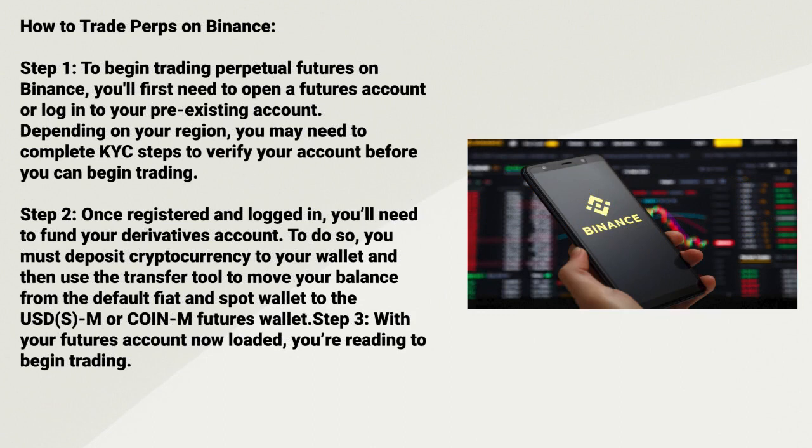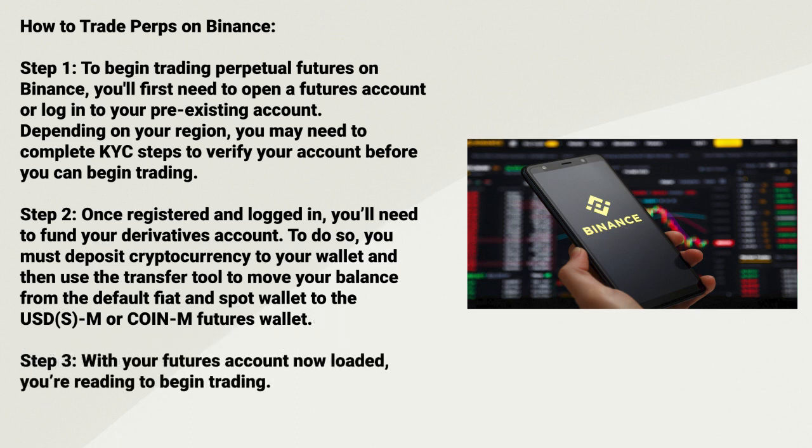How to trade pairs on Binance. Step 1. To begin trading perpetual futures on Binance, you first need to open a futures account or log into your pre-existing account. Depending on your region, you may need to complete KYC steps to verify your account before you can begin trading.